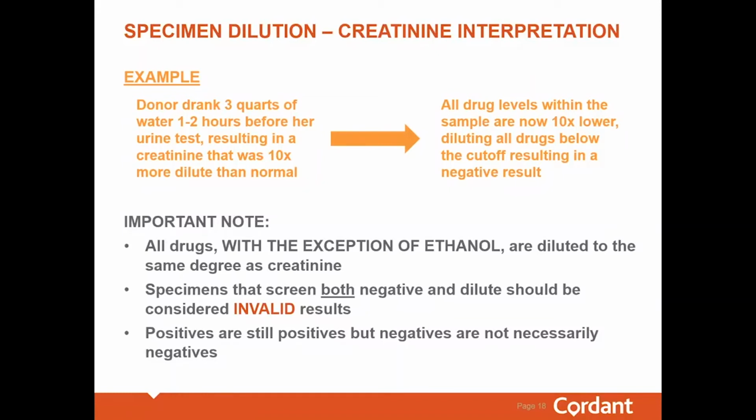Also, specimens that screen both negative and dilute should be considered invalid results. Positives are still positives, but negatives are not necessarily negatives. Now, why is that? Because as we mentioned before, a diluted sample gets that level down lower than the cutoff, giving us a false negative. But a person could take a super high concentrated sample and dilute it down and still have a level above the cutoff. So that backfired for them because now we know 2 things. They are positive and they intentionally tried to subvert the drug testing.